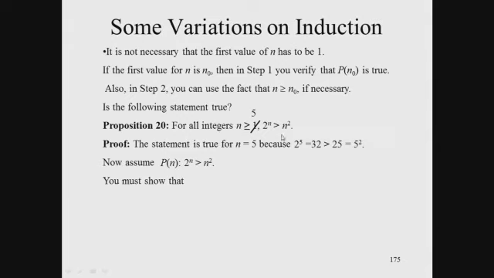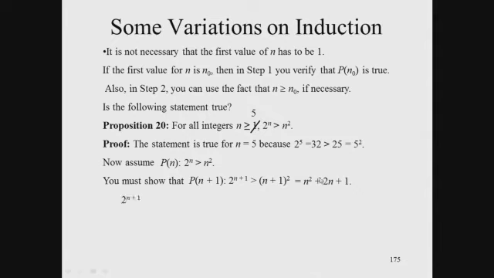What is P of n plus 1 here? 2 to the n plus 1 is greater than n plus 1 squared. And let's just write this out. N plus 1 squared, of course, is n squared plus 2n plus 1. Okay. Now, what I propose to do, just like we did in the previous proof by induction, is start with the left-hand side here and show that it is greater than the right-hand side. So let's start with the left-hand side.